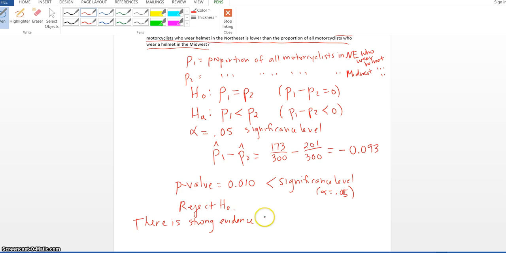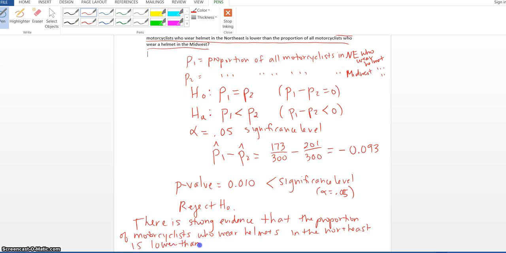to support the alternative hypothesis, so strong evidence that the proportion of motorcyclists who wear helmets in the Northeast is lower than in the Midwest. And that's my conclusion.